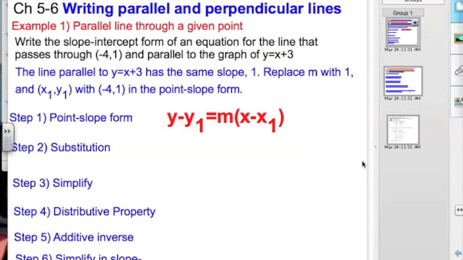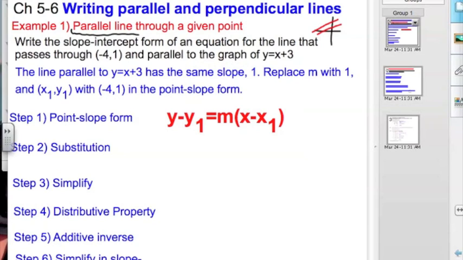Chapter 5, Lesson 6, Writing Parallel and Perpendicular Lines. Alright, now first of all, you need to think about what is a parallel line. Because in example 1 it says you want to have a parallel line that runs through a given point. So if you're looking on a graph, and let's say that's your x and y, and you have one line that goes this way, you're going to be finding a line that goes that way. Those are parallel. So it's important that you have a visual before we do this.